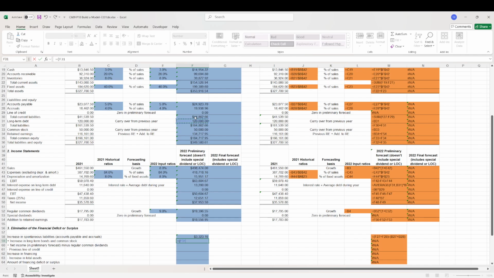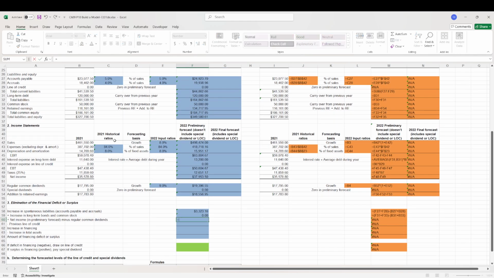So long-term debt is here, plus common stock is here, right? Minus the previous year's numbers, this one plus common stock, so it's a 0, and plus net income in preliminary forecast minus regular common dividend. You do not subtract special dividend, because if you subtract special dividend, it's going to be a circular reference problem once again, right? Because you are using the special dividend to calculate a number that's potentially going to be used to calculate your special dividend. Okay.